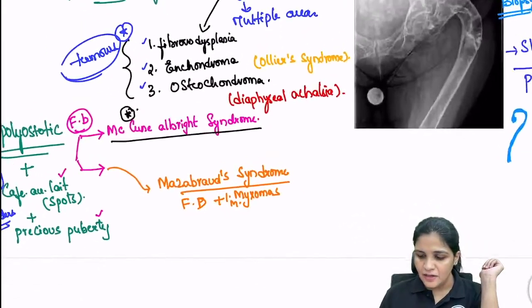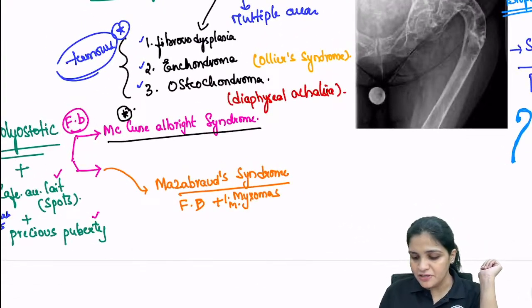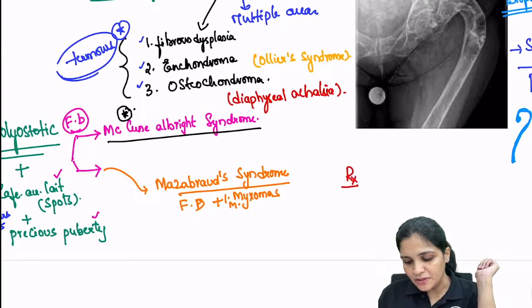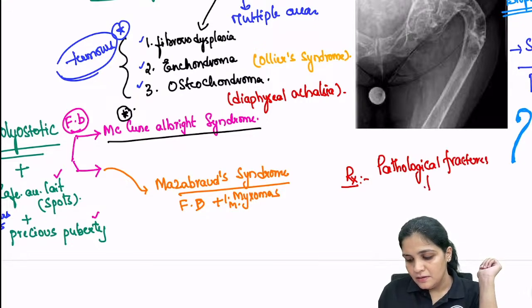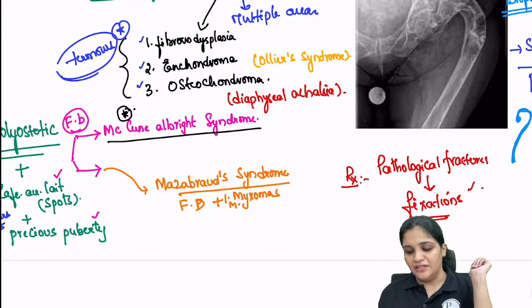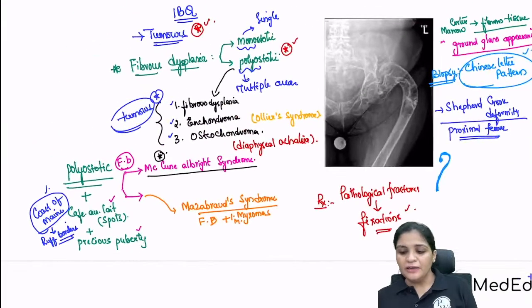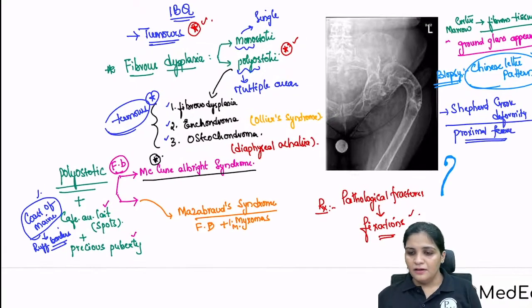Is that clear? So how do you treat it? What is the treatment? They might end up asking the treatment also. Usually the patient presents with pathological fractures, so you treat them with fixation, sometimes with prophylactic fixation. So this is about fibrous dysplasia.